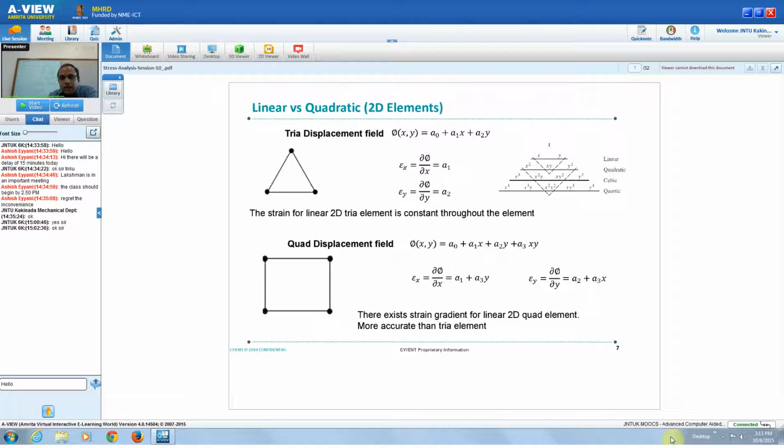What that indicates is the strain in the element is constant. It is not varying. Similarly, if strain is constant, even stress will be constant. So within the element, the strain will be constant and stress will be constant. That is a drawback of triangle elements.